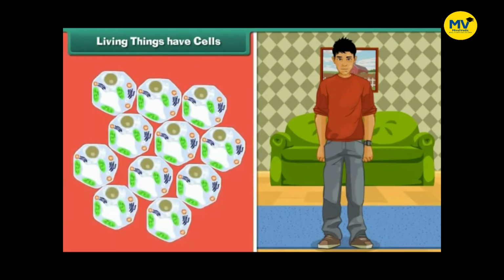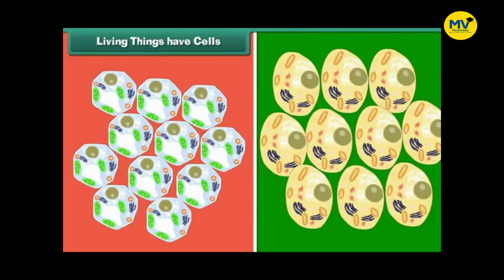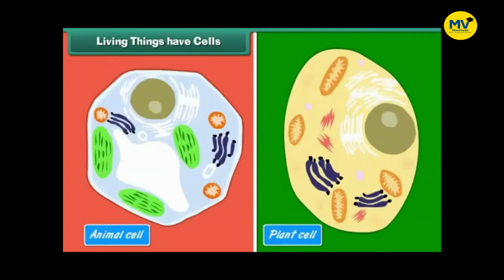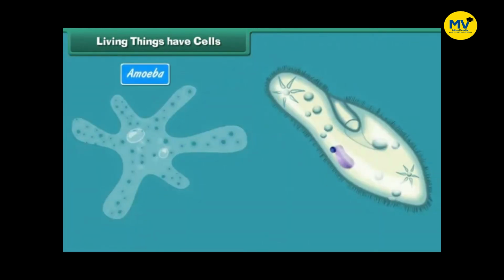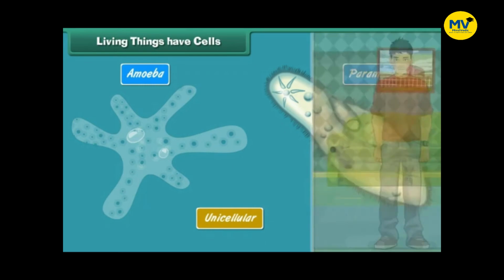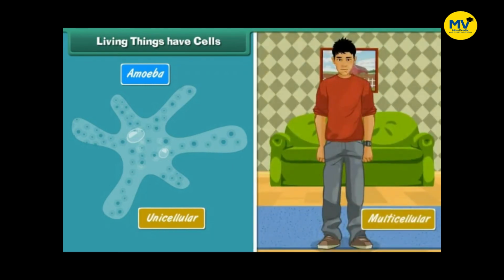The body of a living being is made of one or more cells. Cells are considered to be the structural and functional unit of life. The cells are made of protoplasm or living matter. All the body functions and properties of life are due to protoplasm. Some living organisms like amoeba and paramecium are made up of one cell only, so they are called unicellular. Organisms made up of many cells are called multicellular.